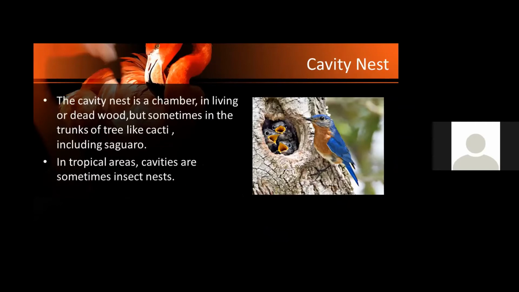Cavity nest. The cavity nest is a chamber in living or dead wood, but sometimes in the trunks of tree-like cacti, including saguaro. Do you know what is saguaro? It is a type of cactus that grows in American deserts. In tropical areas, cavities are sometimes insect nests.